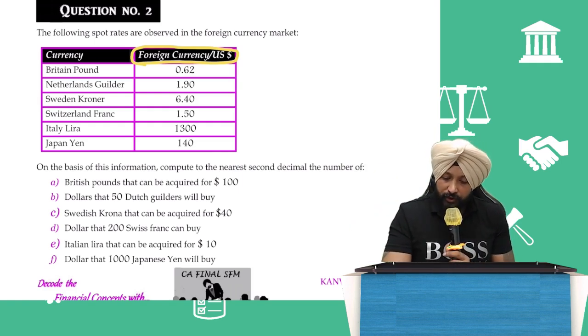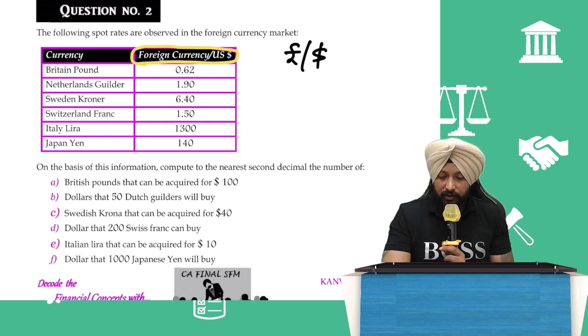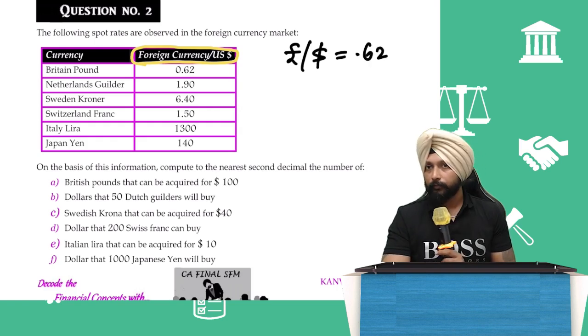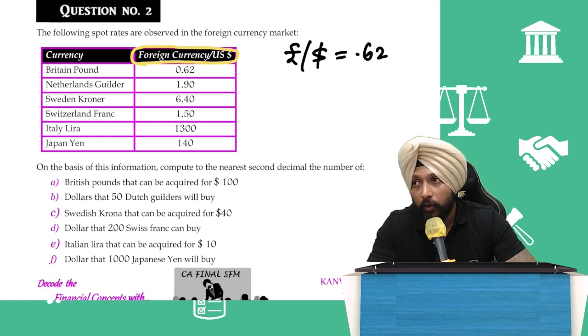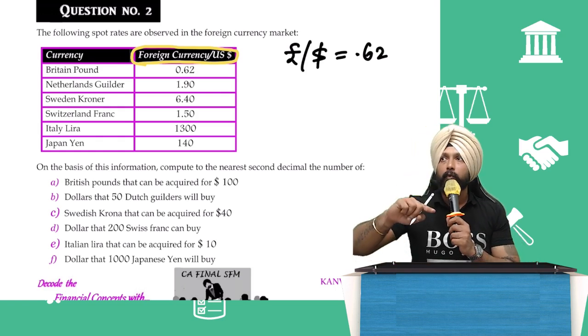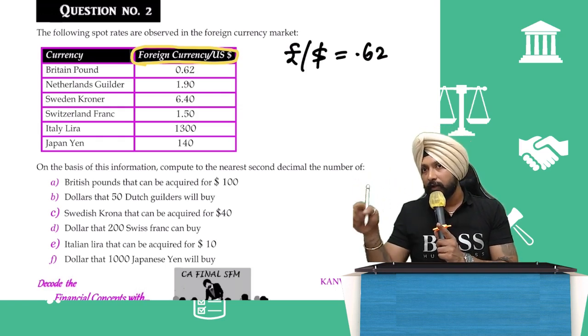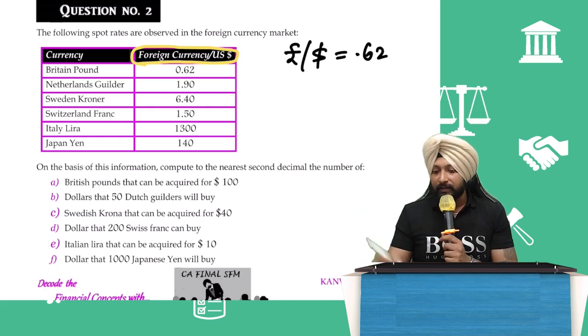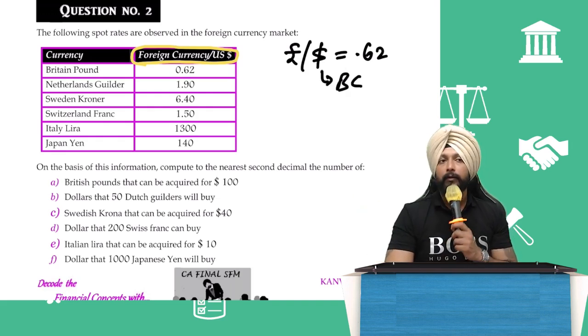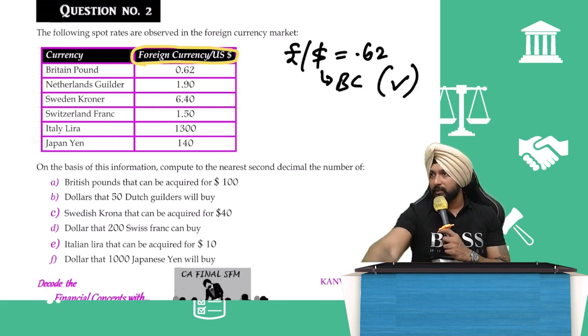So what I do, the first quotation I try to write. You don't do anything, you just understand. Pound per dollar, because they are writing dollar in the denominator, 0.62. Now you know the pound and dollar relation, we discussed at the beginning of the class. I know pound is stronger than dollar, so pound needed for a dollar should be less than 1. In this case, pound per dollar is given as less than 1, which means dollar is the base currency, so my condition is satisfied. I want the base currency to be in the denominator.